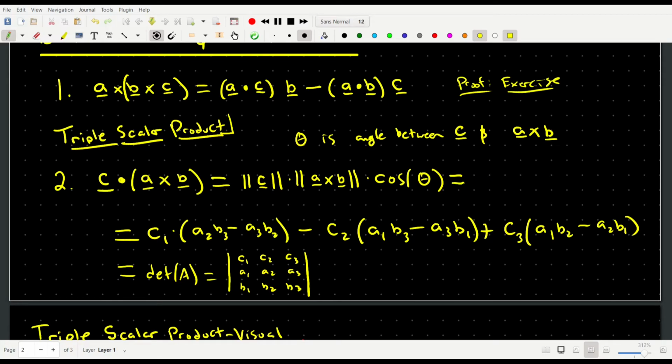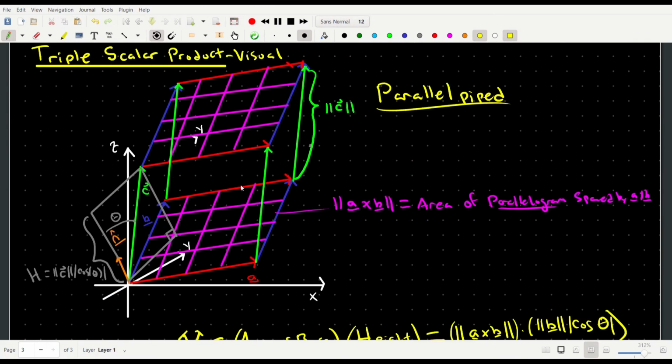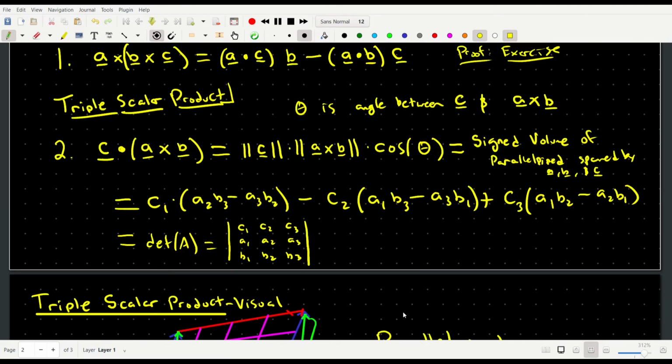But the real interesting thing here is that this is geometrically the signed volume of the parallelepiped spanned by A, B, and C. And that's what we showed right here. I say signed volume because this cosine right here could be negative or positive depending on theta. If you take the absolute value of this, you will always get the positive volume of this parallelepiped.